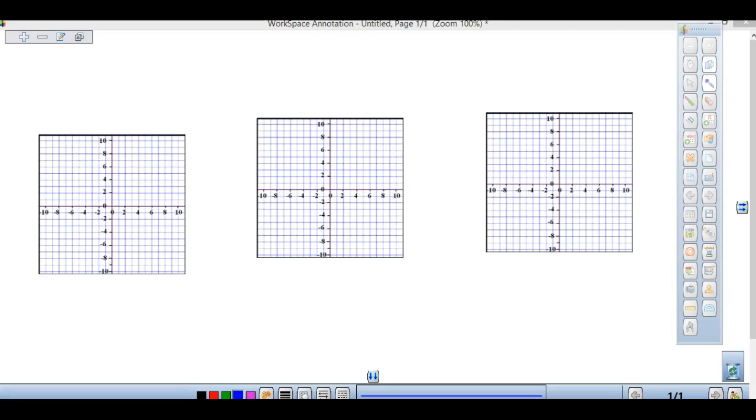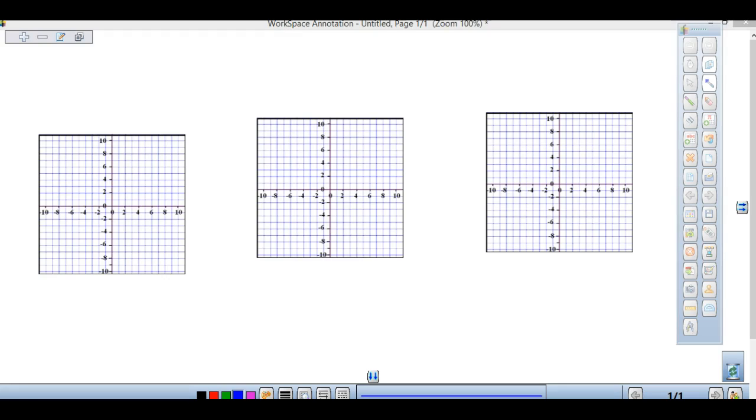Alright, so yesterday we decided whether or not something was a function, correct? Okay, how can we tell if something's a function? What do we look at, the x's or the y's? We look at the x's, and how do we tell? Yeah, if there's no repeating numbers in the x's, then it's a function, right?